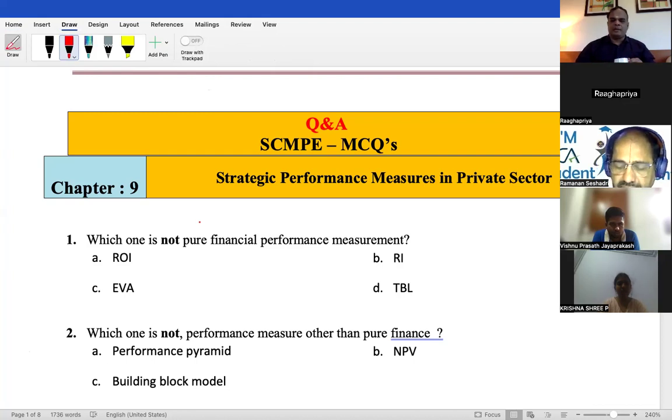So with respect to measuring the performance of the company, two different things are there. One is pure finance in nature, another one is other measurement. Under pure finance, what all will come? ROI, RI, EVA, GP, gross profit, then earning per share, net present value. These are all pure financial performance. Whereas non-financial, finance is not a primary motto for measuring the performance. That comes under balanced scorecard, triple bottom line, building block model, performance pyramid. So TBL, triple bottom line, is not pure finance performance.